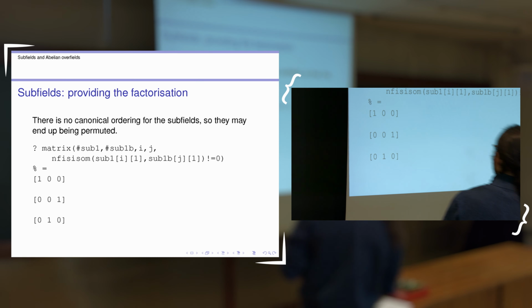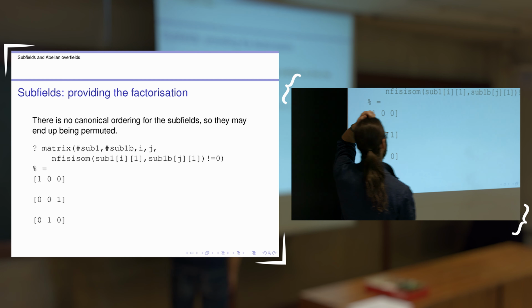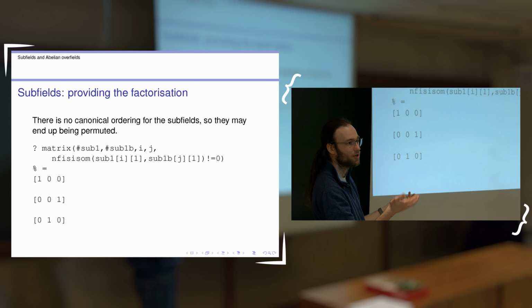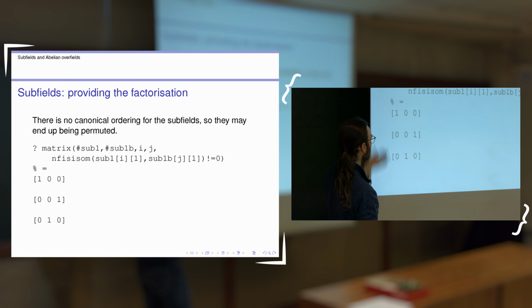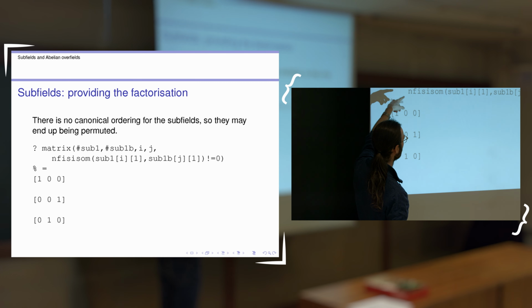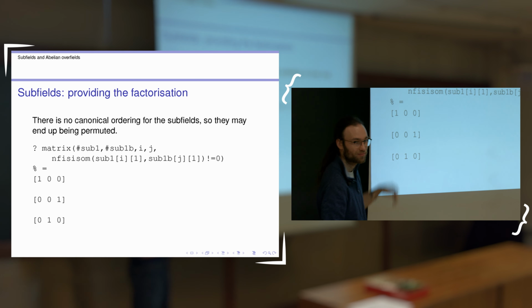Since there's no canonical ordering for the subfields, we order them by degree, but beyond that, there's no good choice, so they might end up being permuted. So I'm just checking which of the subfields obtained in the first call and the second call were isomorphic, and you see that they're not in the same order.